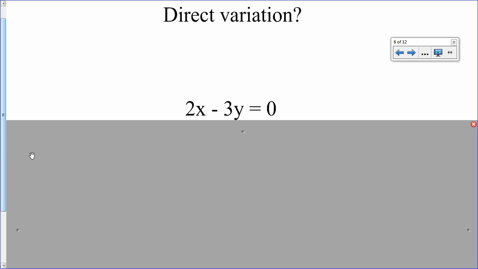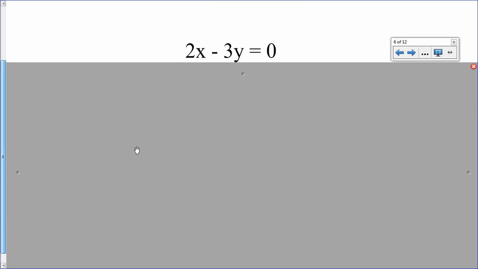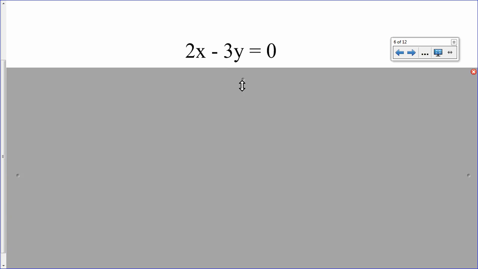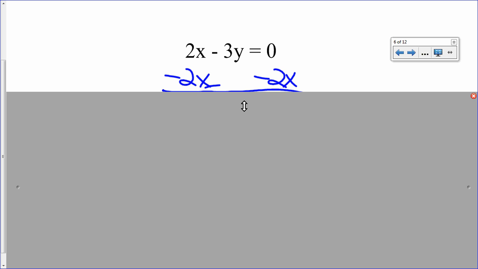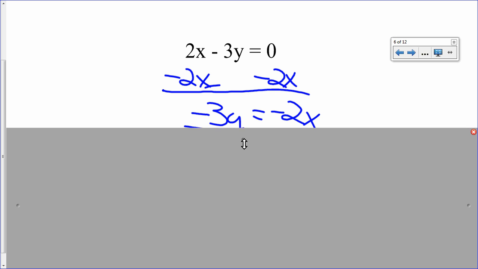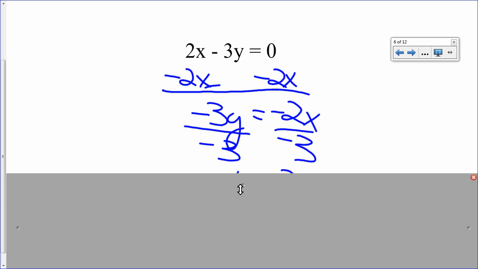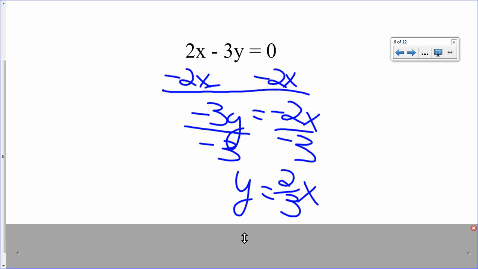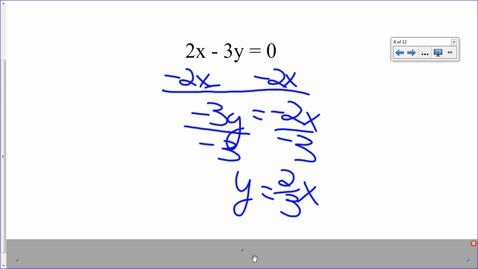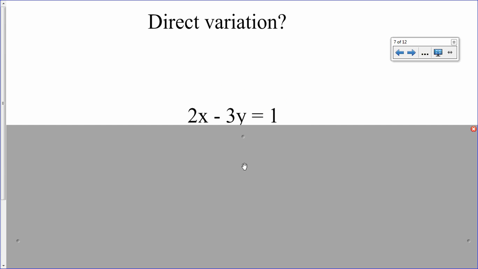Here's another example. Does this represent direct variation? Again, we need to get y by itself. So we're going to subtract 2x from both sides. We're left with negative 3y equals negative 2x. We have to get y by itself, so we're going to divide each side by negative 3. And we end up with y equals 2/3 times x. So yes, this does represent a direct variation equation.